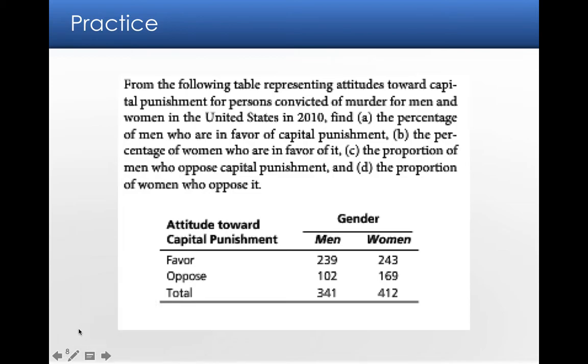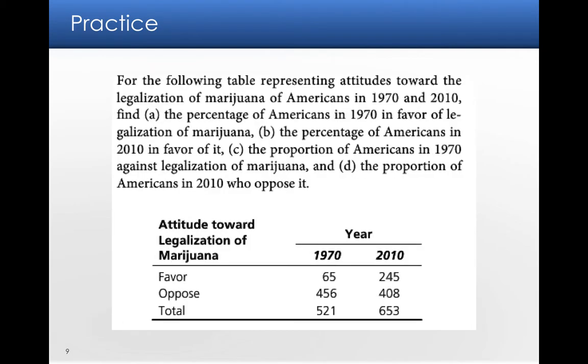If we wanted to find the percentage of women who are in favor of it, we would take 243 and divide it by 412 and times that by 100. For proportions, we're going to do the same thing. We're just not going to multiply it by 100. For men who oppose capital punishment, it's going to be 102 over 341, and we would reduce that as far as possible. And for women, 169 over 412.